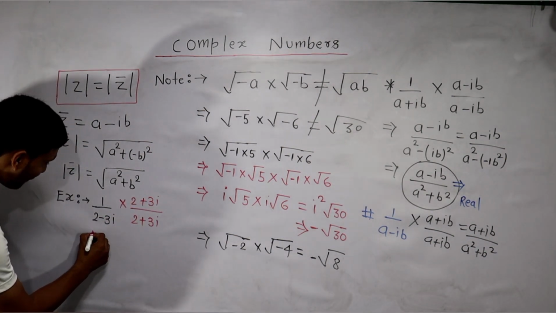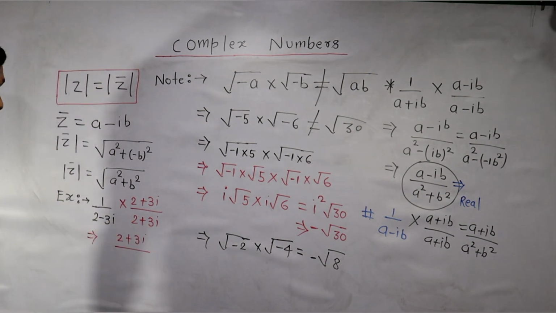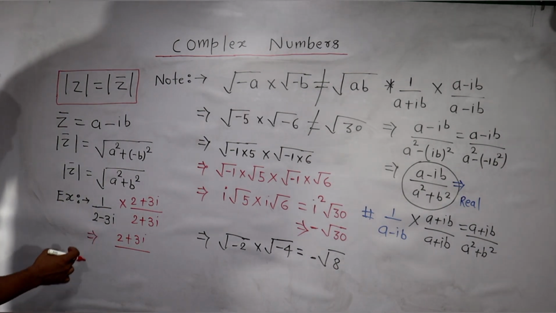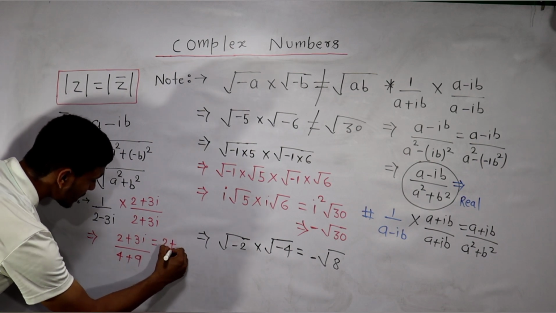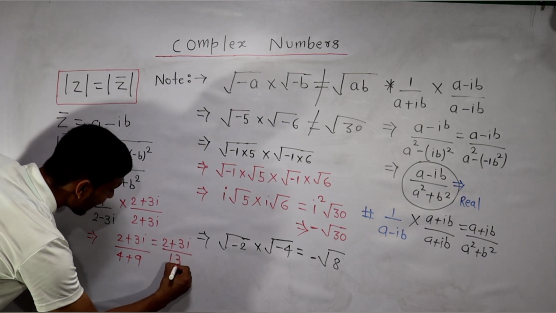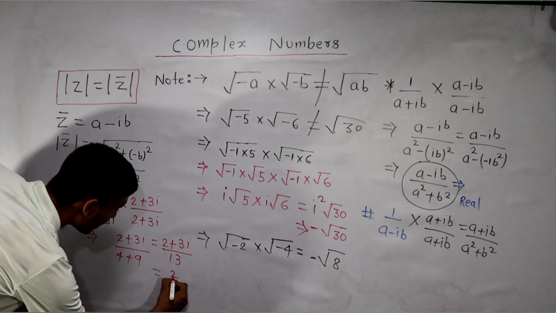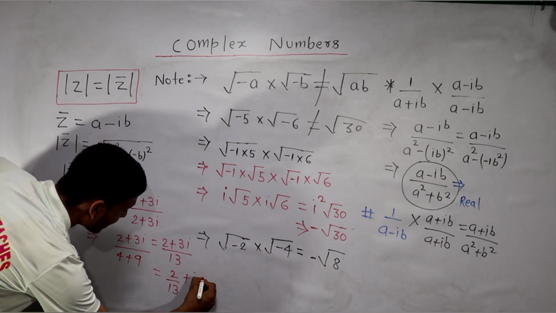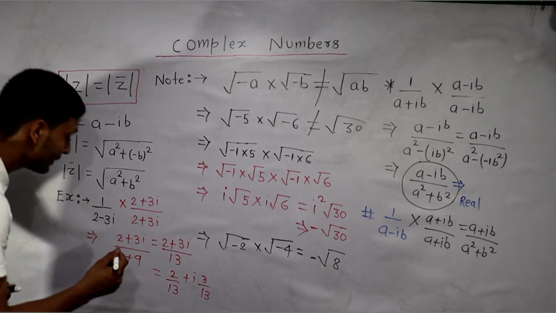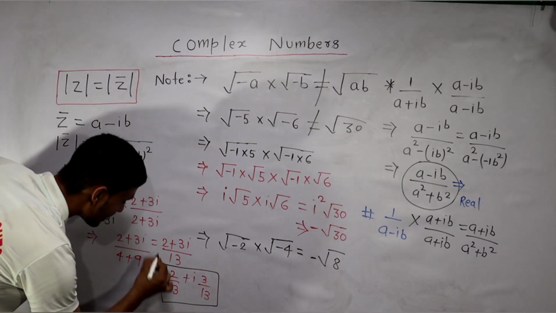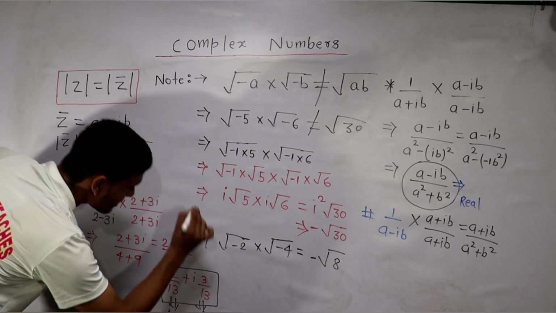Very good. That means 2 plus 3i in the numerator. In the denominator, a plus b times a minus b gives a square plus b square, that means 2 squared is 4 plus 3 squared is 9, which is 13. So we get 2 plus 3i over 13. Just separate out the real part and the imaginary part: 2 by 13 plus i times 3 by 13. This is the answer. This is the real part and this is the imaginary part.